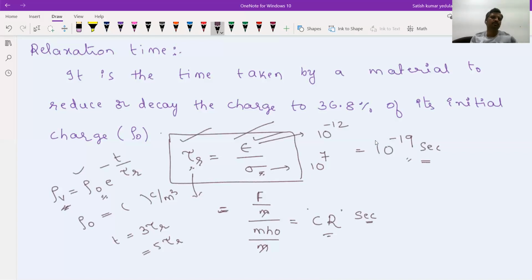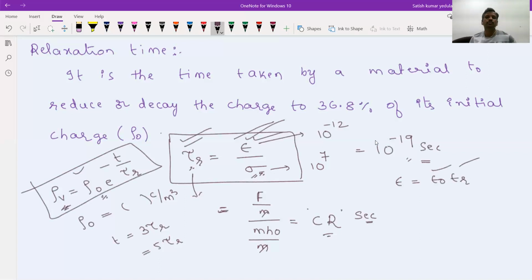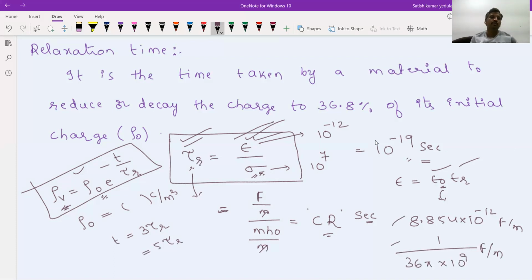They are very easy, but you need to remember this particular formula. Else, if he gives epsilon r and sigma value directly, he may ask you to calculate tau r just by using this formula. But most of the time epsilon will be equal to epsilon naught into epsilon r. You should know this epsilon naught value, which is 8.854 into 10 power minus 12 farad per meter, or 1 by 36 pi into 10 power 9 farad per meter. Any of these you should be able to remember. Both are the same. So that's about the continuity equation for current as well as relaxation time.